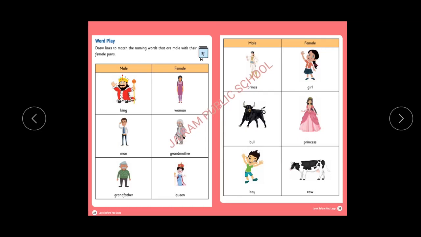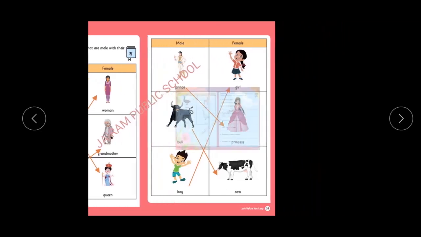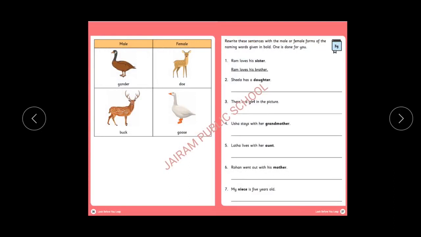Okay, king. What is the pair of the king? Queen. Very good. The pair of man? Woman. The opposite of grandfather? Grandmother. Prince? Princess. Bull. Cow. Boy. Girl. Next page. Gander. What is the opposite of gander? Goose. Buck. Doe. Yes, this is very easy, am I right? Yes, children. Now let's move to the next companion activity 3G.